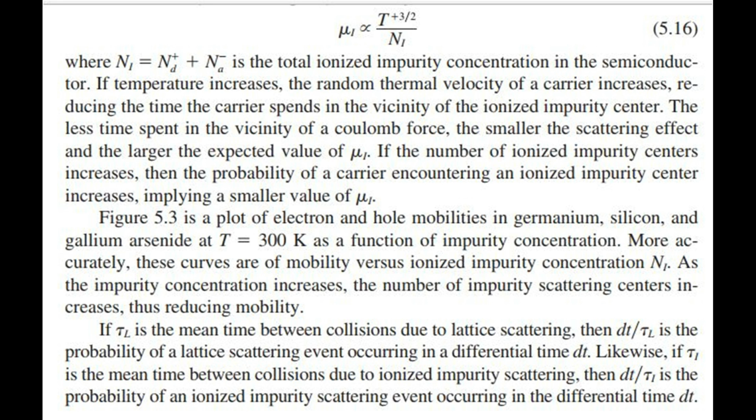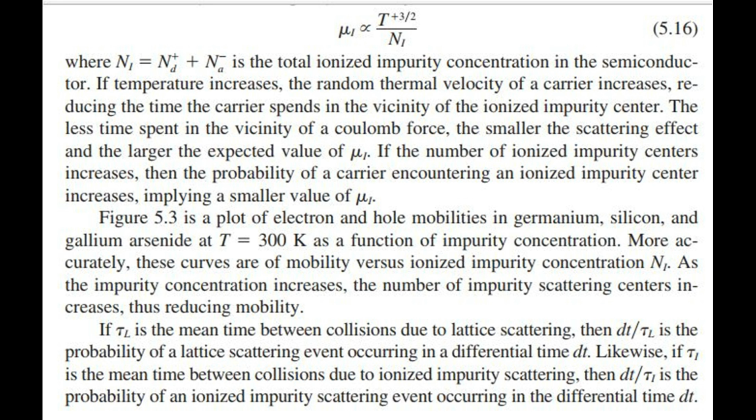Figure 5.3 is a plot of electron and hole mobilities in germanium, silicon, and gallium arsenide at T equals 300 kelvins as a function of impurity concentration. More accurately, these curves are of mobility versus ionized impurity concentration N_I. As the impurity concentration increases, the number of impurity scattering centers increases, thus reducing mobility.